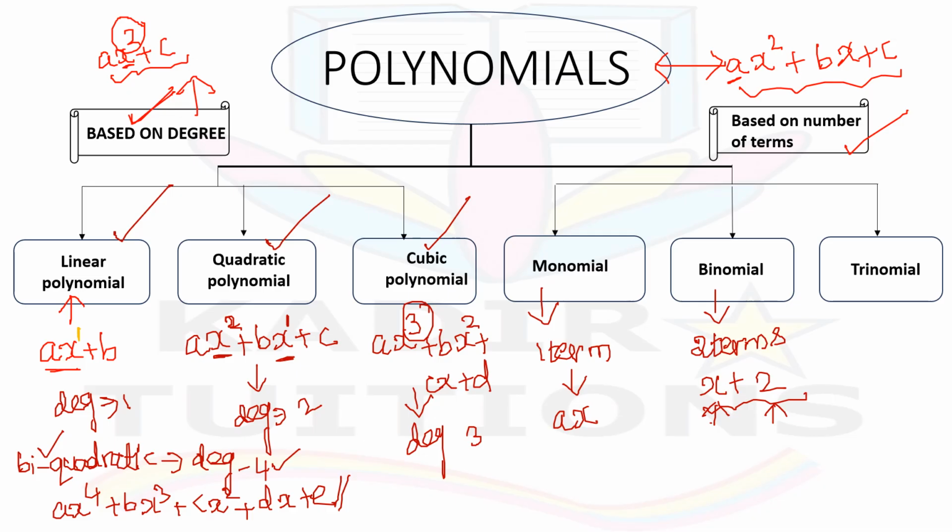And the third one is the trinomial. Trinomial, as the name suggests, holds three terms. So I can write ax square plus bx plus c, which is a quadratic polynomial, right? This is also a trinomial because it holds three terms. And we will have the next ones as multinomial and polynomial. So these are all the basics of polynomials. Basically, polynomials can be classified based on degree and the number of terms. Thank you.